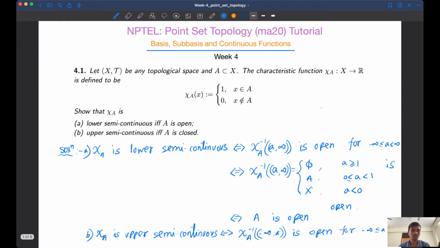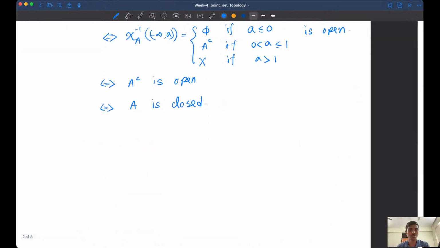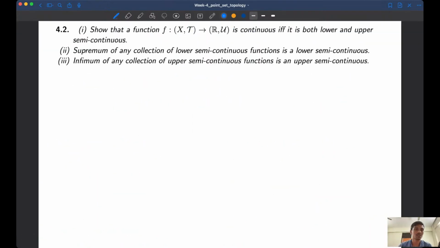Okay, so that is an easy consequence of this thing. We'll see later that a function is continuous if and only if it is both lower and upper semi-continuous. So in this case it is saying that for chi to be continuous, we need A to be open as well as closed, right? So that is about this problem; next is the next problem.